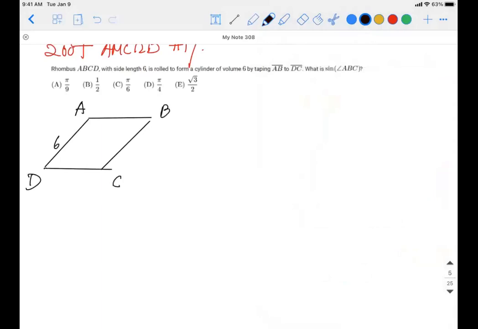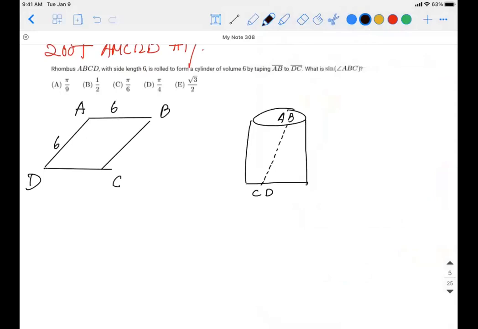This is 6, 6. So what you're going to do is roll this diamond shape into a cylinder. So you might get something like this. This is going to be our cylinder, right? This is going to be AB, and this is going to be A, B, C, D, something like this, because they will be taped all together.